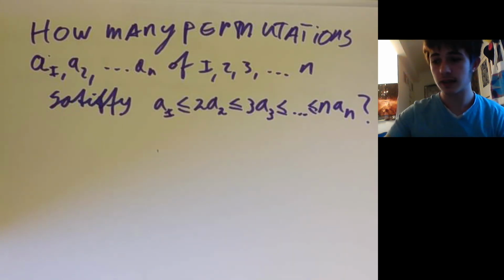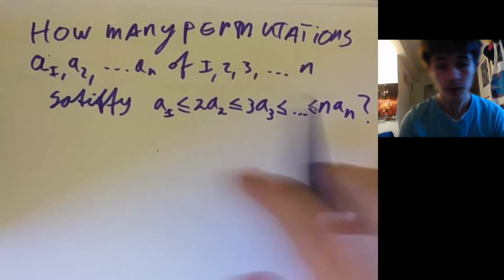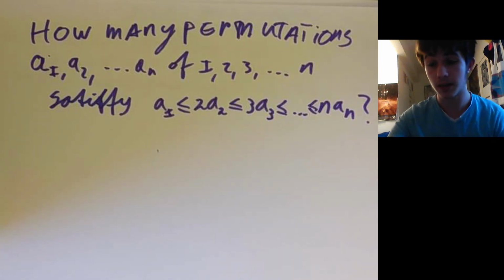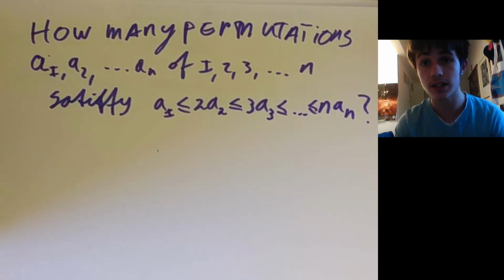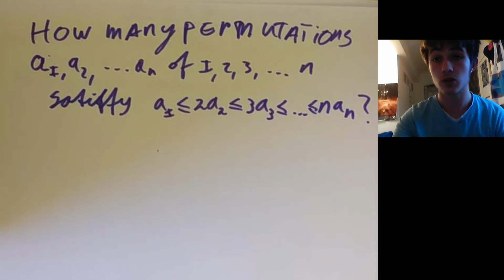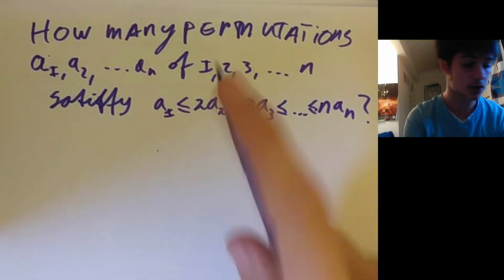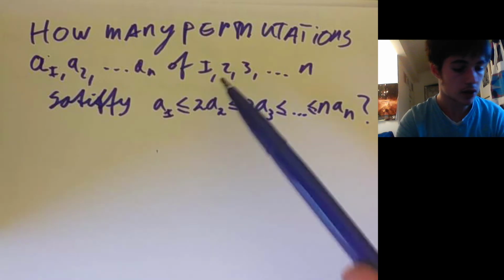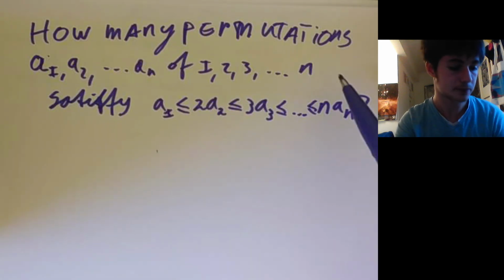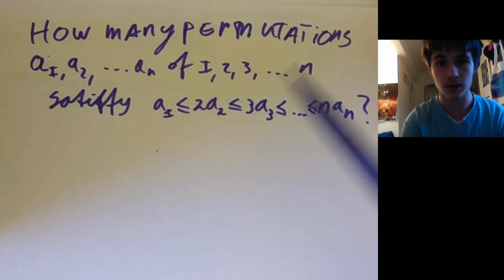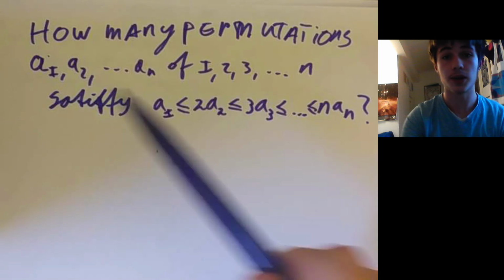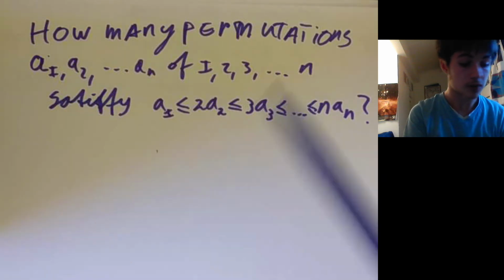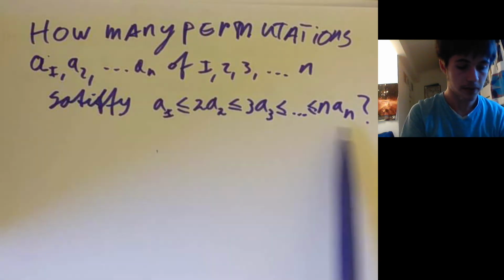Okay, hello everybody, and today we'll be talking about this problem, which was on the International Mathematical Olympiad shortlist of 2020. It asks us how many permutations a1, a2, etc. of the integers from 1 up to n. So we've shuffled them around and relabeled them a1 up to an. And now we want to know how many permutations satisfy this relation.